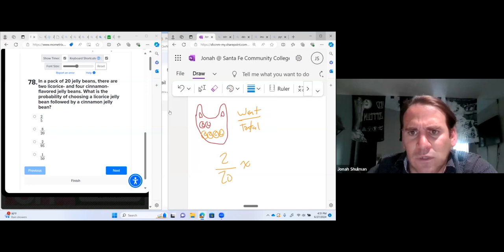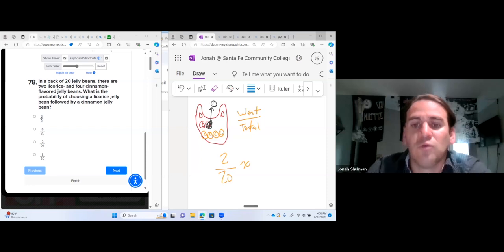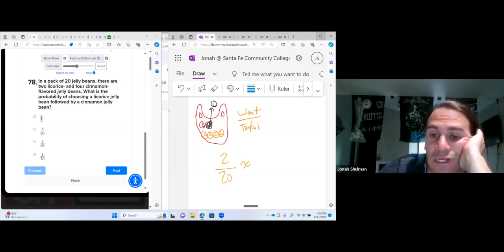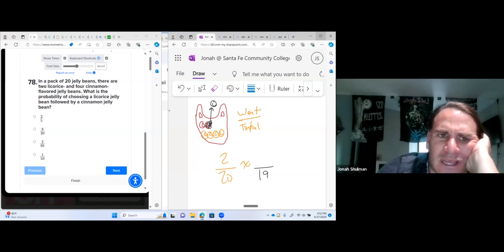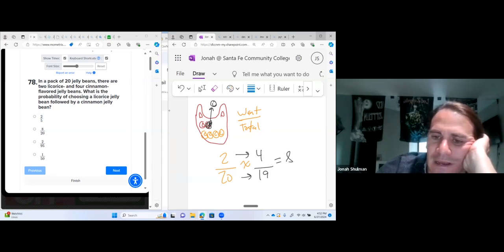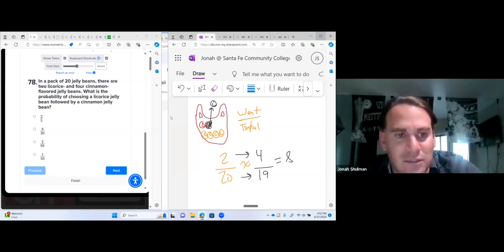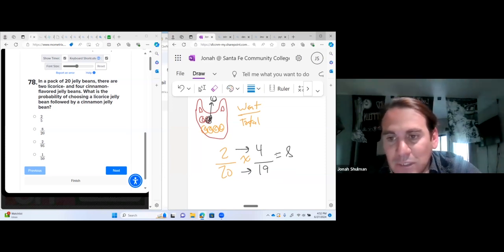But then we're doing something else. I took the licorice one out of the bag and I ate it. Now there's only 1 licorice left, which makes my 20 now drop down to 19. And how many cinnamon? I didn't take the cinnamon, so that's 4. So it's really top times top: 2 times 4, which is 8. And I have 20 times 19. 20 times 19 is going to be a big number.